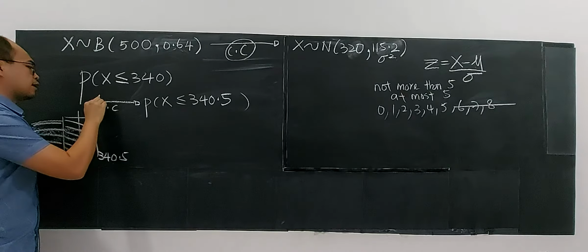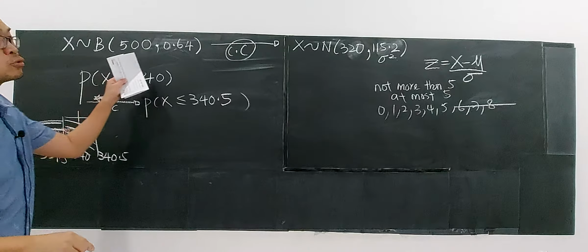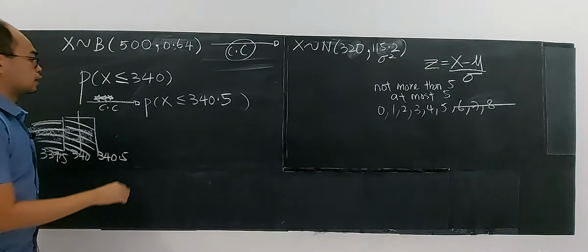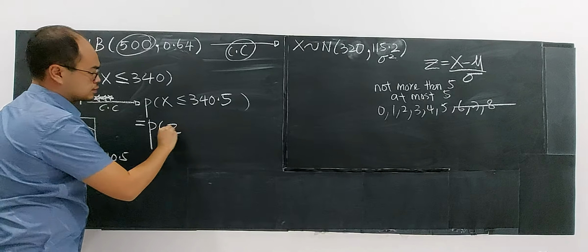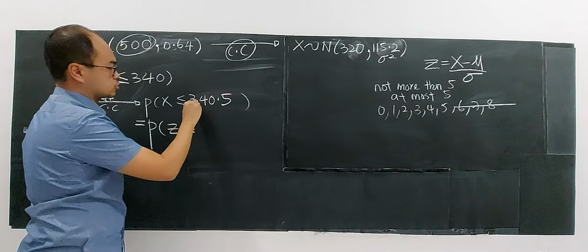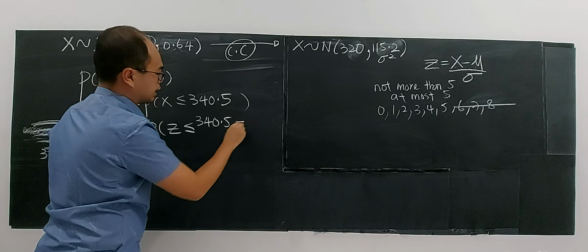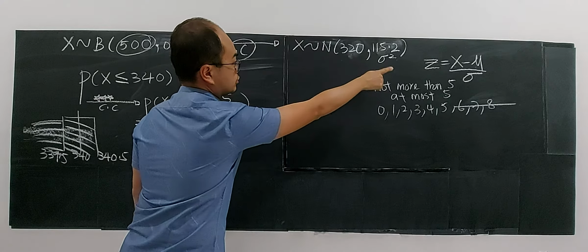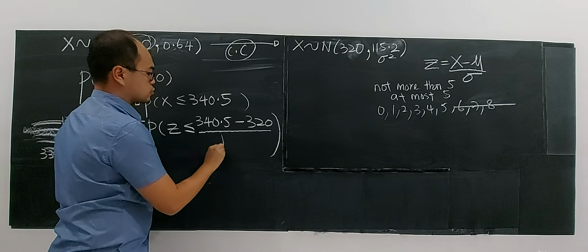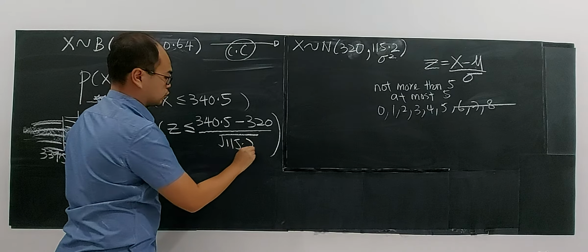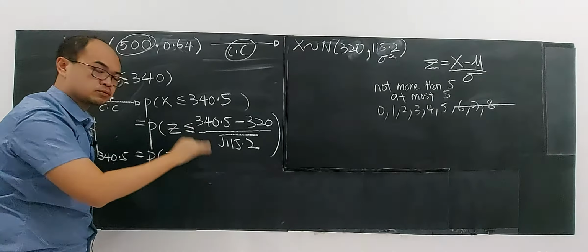Must do, very important. I'm not simply telling you. It's very important because you're doing an approximation. The sample is too big, so you convert to Z, less or equal. Standardize the score. You want to use the normal distribution. So 340.5 minus the mean, 320, divided by the square root of 115.2. Okay, let's see what the value is. This one should be no problem.